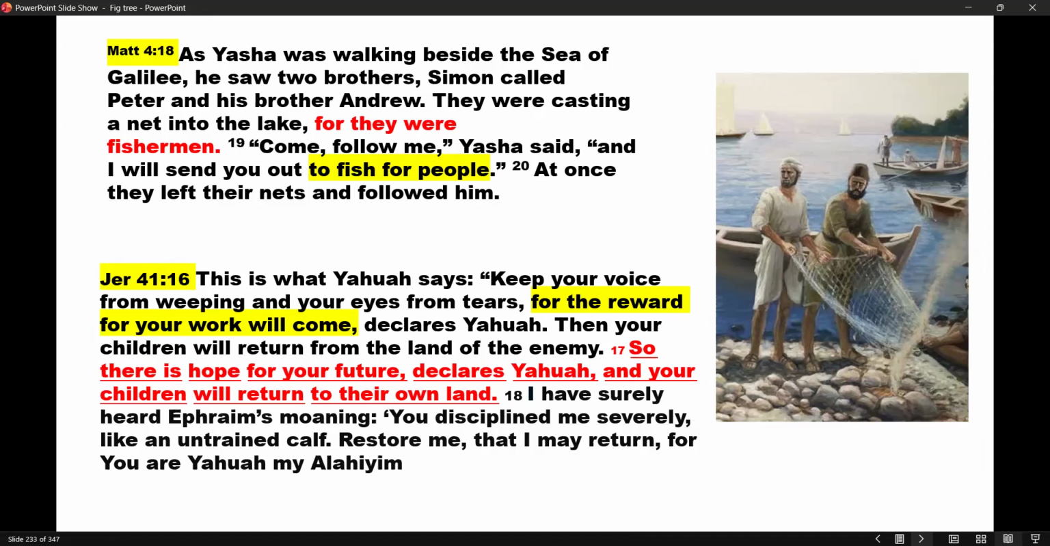But at the same time, Yah's reminding them, "For the reward for your work will come." So just be steadfast. All of us need to think this way, because we've got a lot of bad, tough times coming ahead of us. You're going to have to be steadfast. But it's all a test, right?